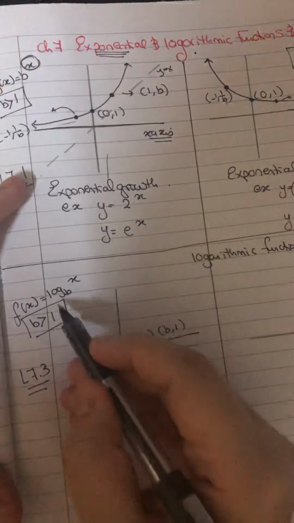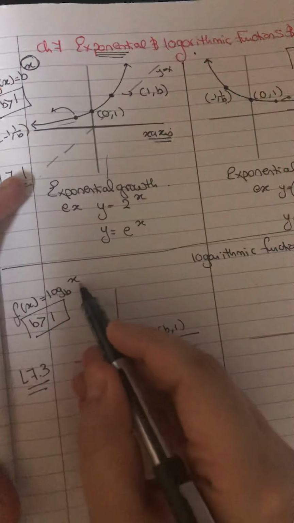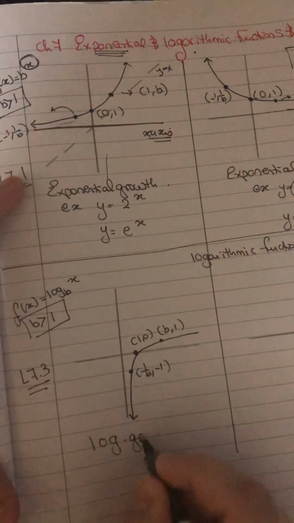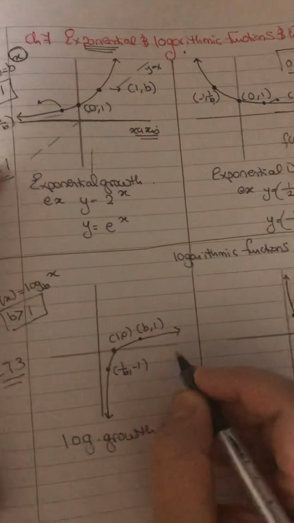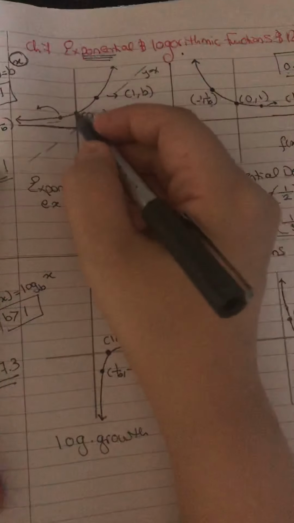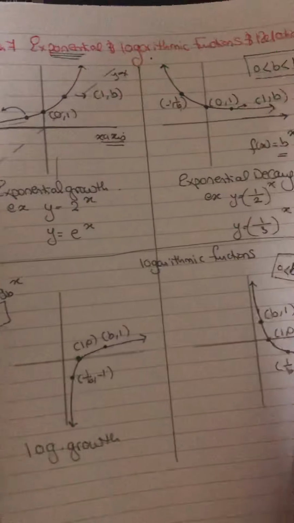So for a parent function of a logarithmic function, f of x equals log base b of x, when b is greater than 1, this is a logarithmic growth. And this graph is increasing. As I go to the right, it is increasing. And this is 1 over b with -1, 1 and 0. Instead of 0 and 1, it became 1 and 0. And this is b with 1.